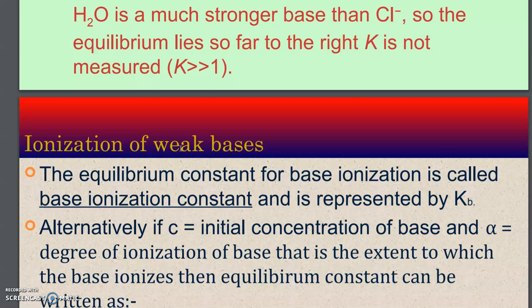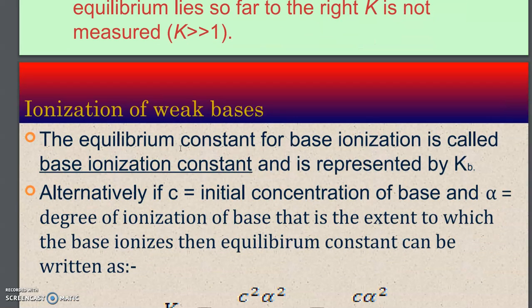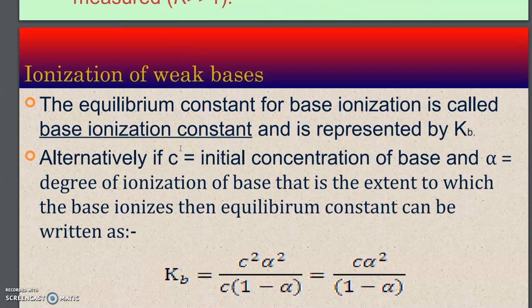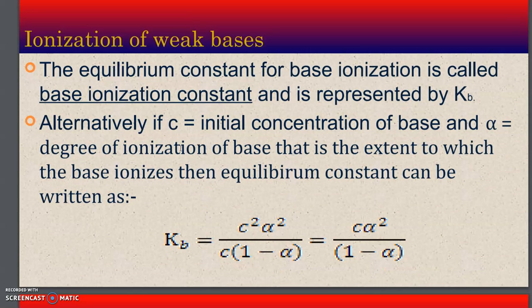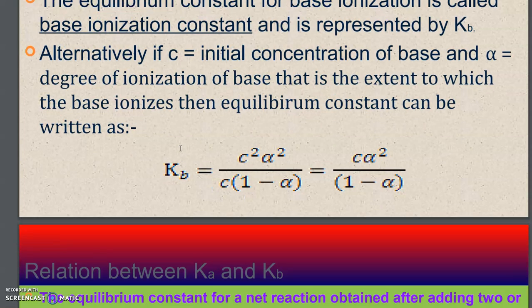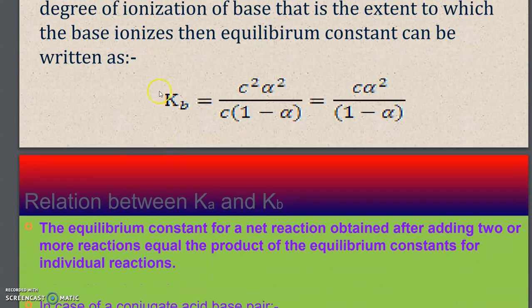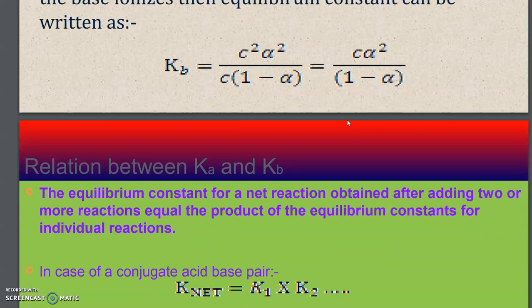Then we'll see ionization of weak bases. The equilibrium constant for base ionization is called the base ionization constant, and it is represented by the letter Kb. For acids, it is the acid ionization constant, represented by Ka. C is the initial concentration of the base and alpha is the degree of ionization of the base. It is calculated by the formula Cα² divided by (1 − α).